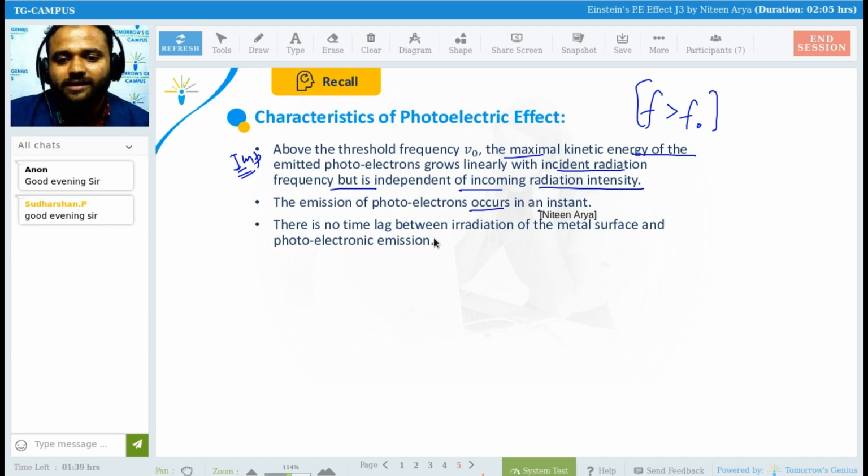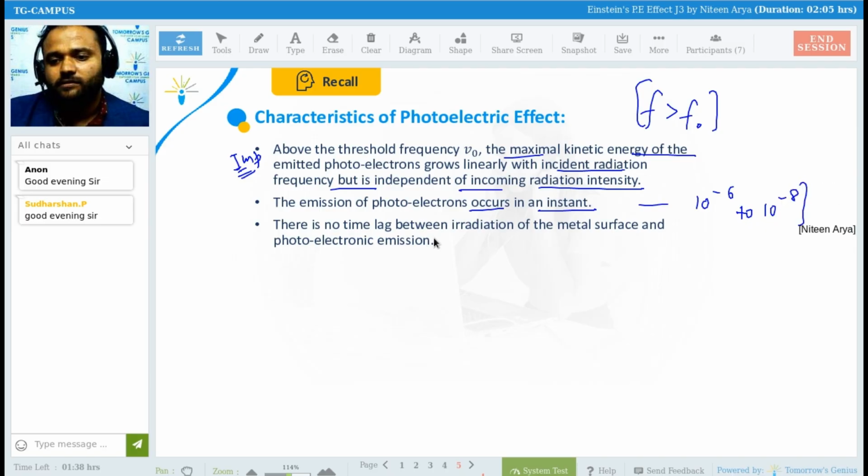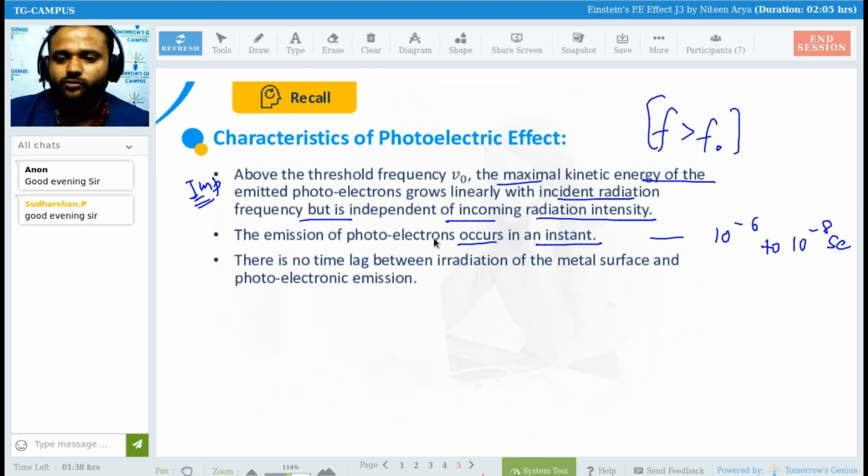Emission of photoelectrons occurs in an instant, about 10 to the power minus 8 seconds, or I can give you the range 6 to 10 to the power minus 8 seconds. That is why it is known as an instantaneous process, or it occurs instantly. There is no time lag between irradiation of the metal surface and the photoelectric emission, and that we already did.